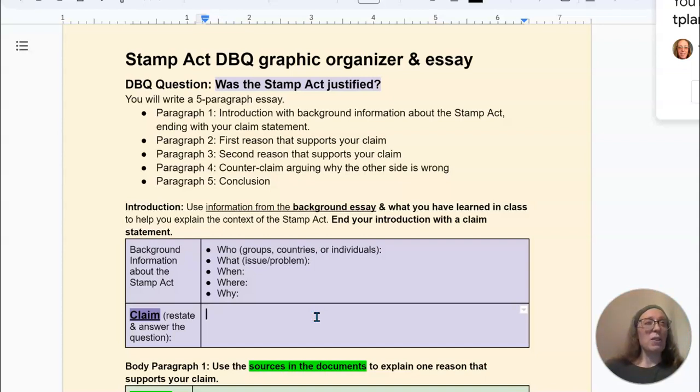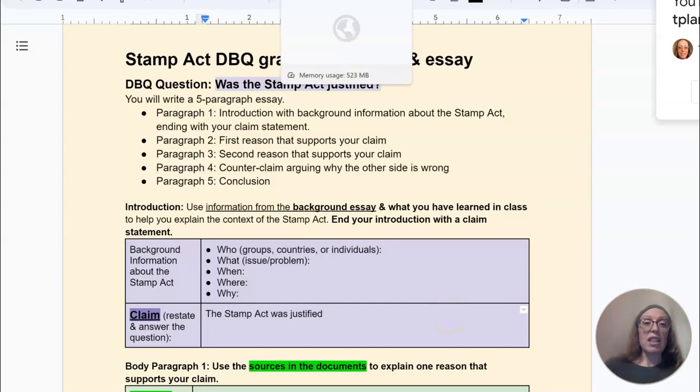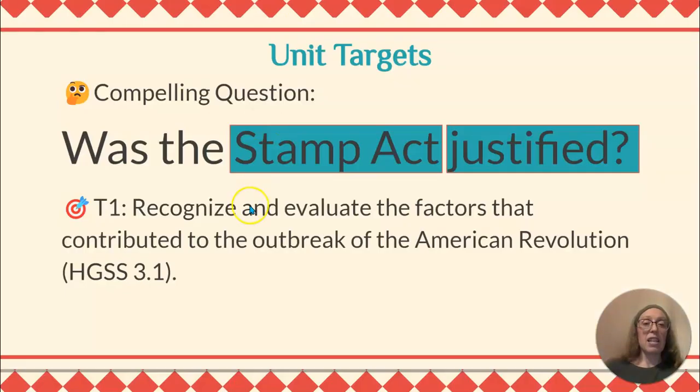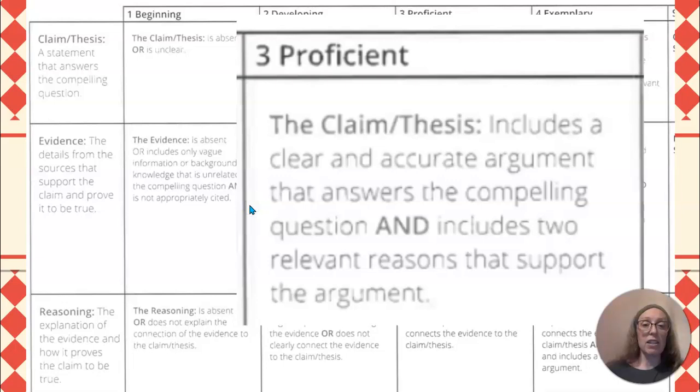So let's see, we said I need to use the words Stamp Act and justified. So I'm going to say the Stamp Act was, you might put was not justified. That's the first part. It's not a whole sentence. We're not done, but that's the start. That gets us the part where our target said a clear and accurate argument that answers a compelling question. The Stamp Act was justified. The Stamp Act was not justified. That's all that it means.